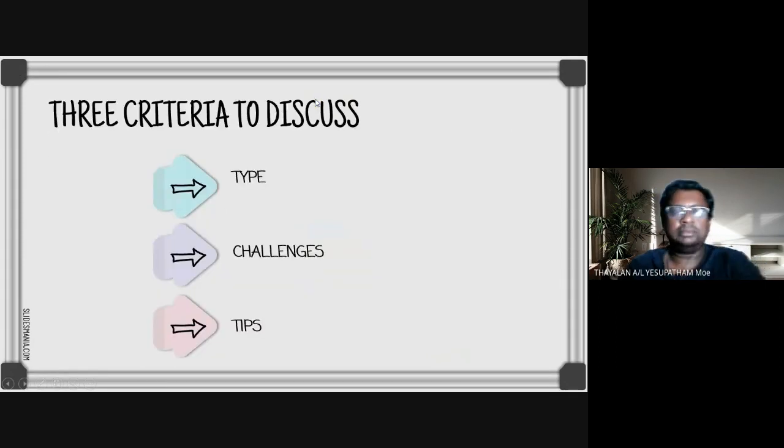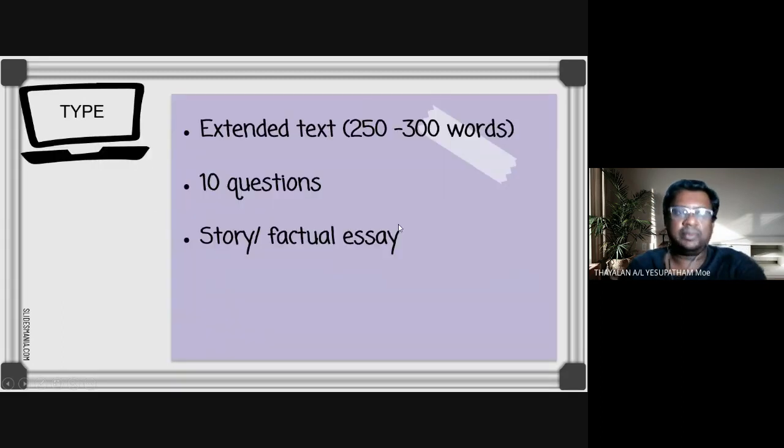Okay. Now, yet again, we'll have 3 criteria to discuss. For every part, we will have our discussions on the basis of these 3 criteria. The first one is the type of the question. The second one would be the challenges, and the third one would be the tips. Now, the first one, types.